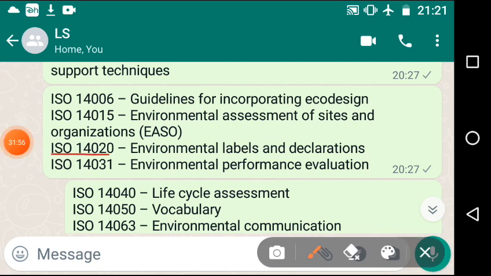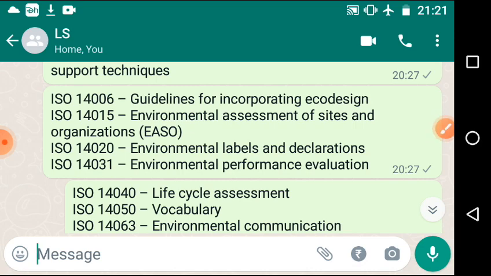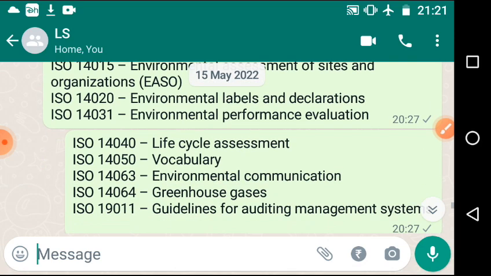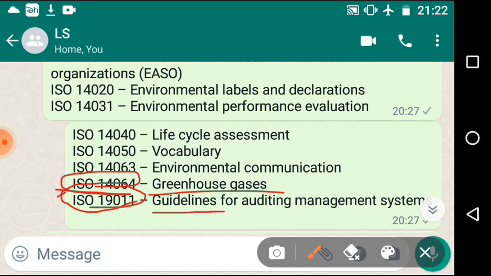ISO 14006 shows guidelines for incorporating eco design. Eco design means to set up a design for the welfare of the environment, based on the company. ISO 14015 shows environmental assessment of sites and organizations. In short, we say EASO, environmental assessment of sites and organizations. Then comes 14020. In 14020, it shows environmental labels and declarations. ISO 14031 shows environmental performance evaluation. Now, these are all big standards which have to be followed.